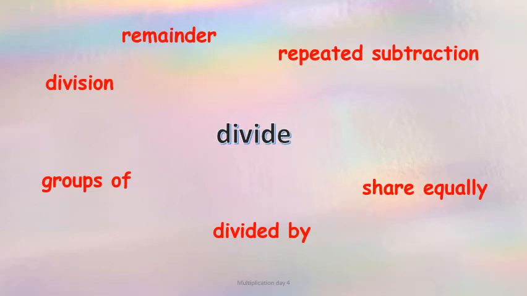Division is traditionally thought of as the hardest of the four operations to understand. It does have a very close link with multiplication, and we use groups of in division as well as in multiplication. Some of the other vocabulary that we use is to share or to group, to divide by. We also look at it as repeated subtraction. We talk about division and remainders.